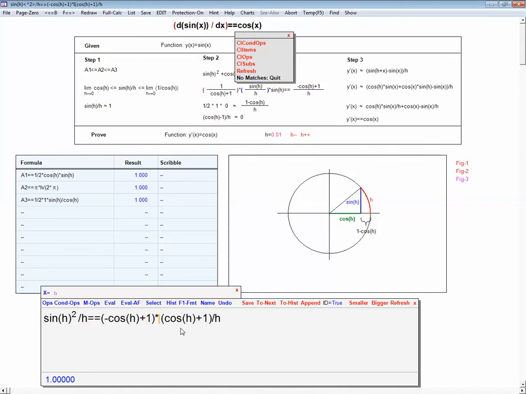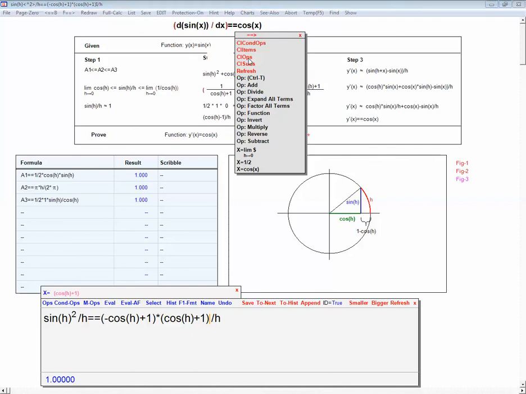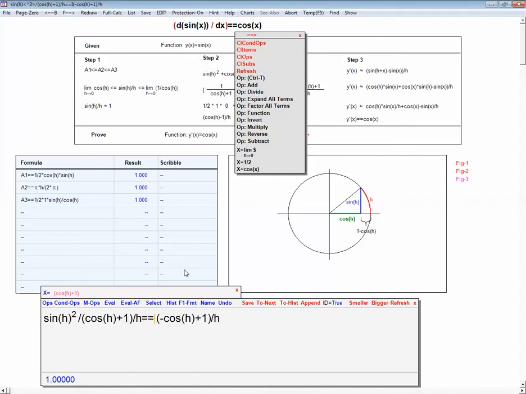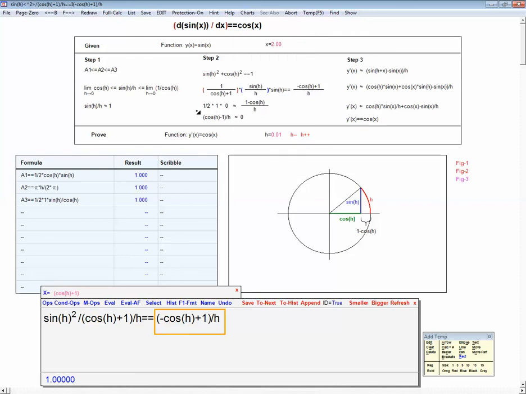All right, and now I'm going to take this piece here on this side, and I'm going to divide both sides by that. So let's do that. Okay, now the reason I did that is if you look at this piece here, this is what I'm interested in. This is the formula that I'm interested in, cosine of h minus 1 over h. So now I've got it isolated on one side, and let's see what we can do with the other side.